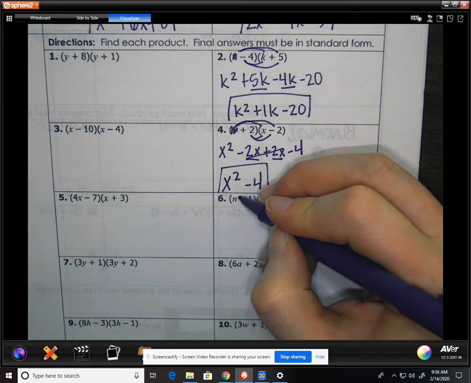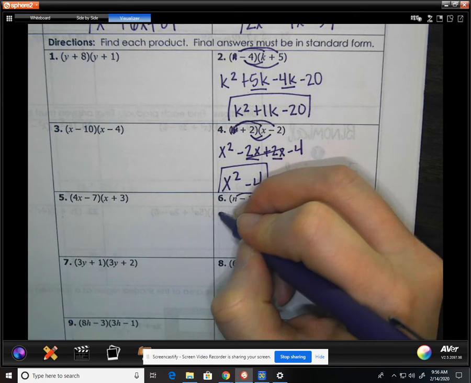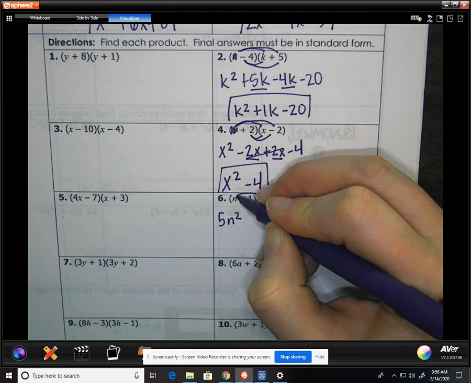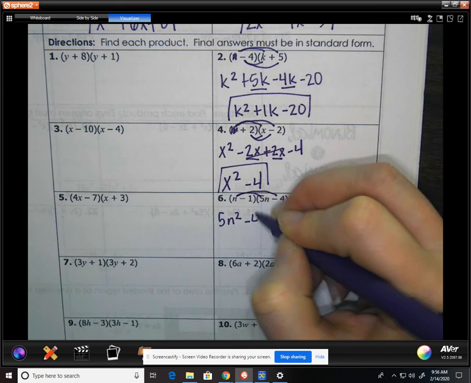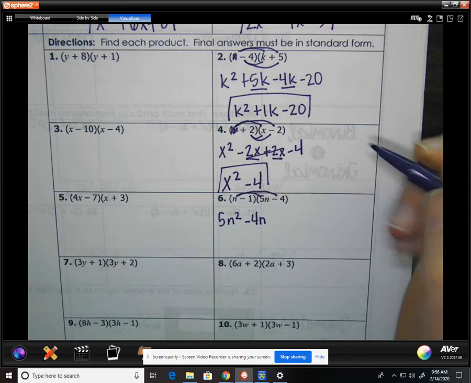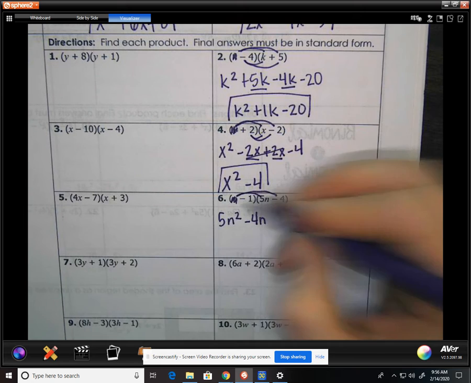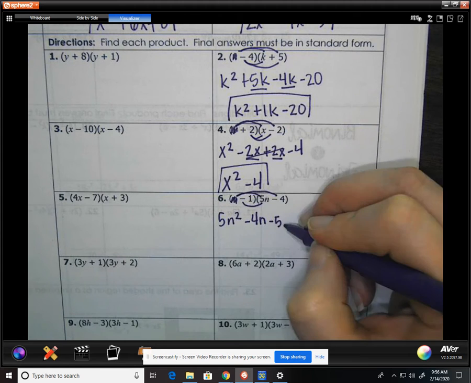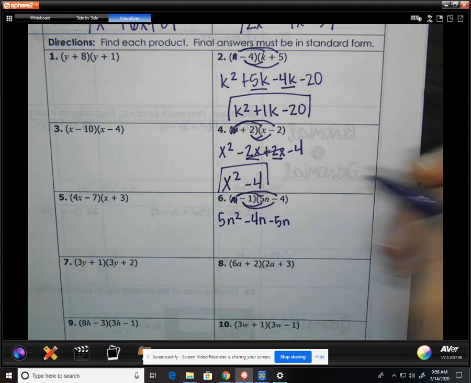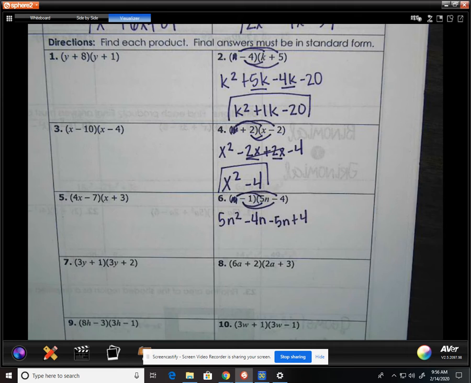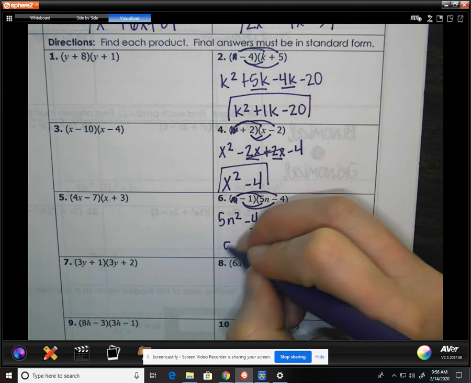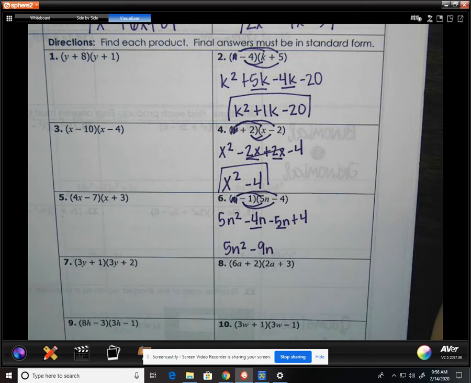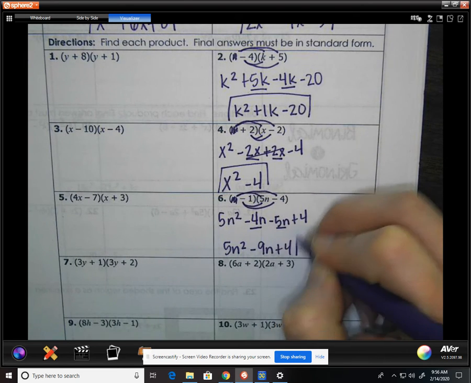For number 6, I have n times 5n, so I keep that coefficient of 5, and n and n make n squared. And then n times negative 4, I keep that coefficient of negative 4, and I put the n on the end. I'm not doing n anymore, so now I do negative 1 times 5n, which gives me negative 5 when I multiply my coefficients, and then I keep the n. And then negative 1 times negative 4 gives me a positive 4. I can combine my n's, so I'm going to keep the 5n squared. A negative 4n and a negative 5n make a negative 9n when I add, and I bring down that plus 4.